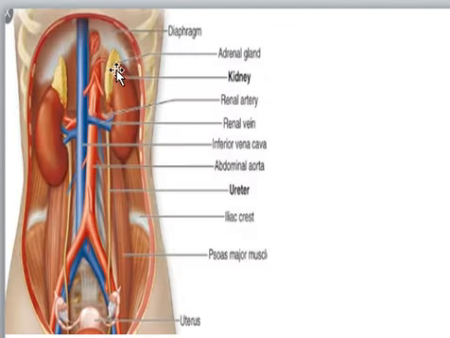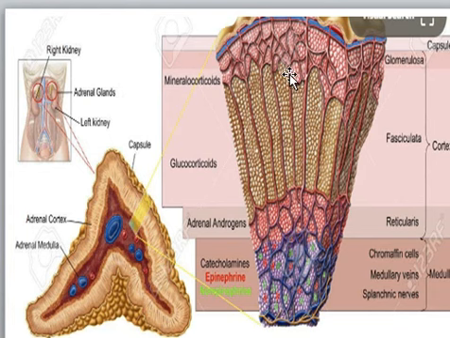The other gland is the adrenal gland, and you see here it rests at the superior apex of the kidney. This is the kidney, another kidney, and this is the adrenal gland. Histologically, we see that the adrenal gland has three histological layers. The first one is the capsule, then the cortex, and finally the medulla.